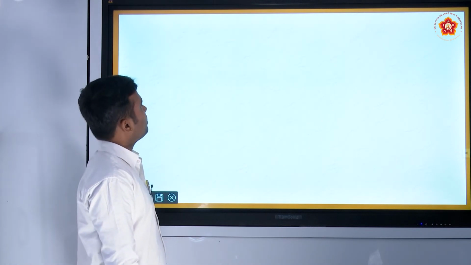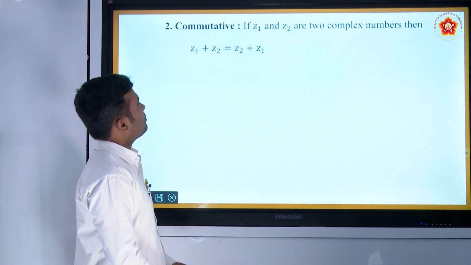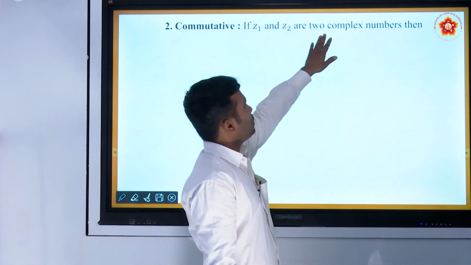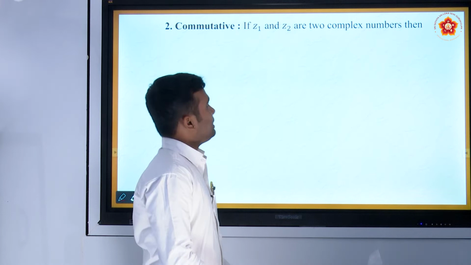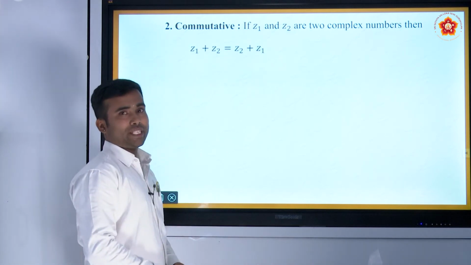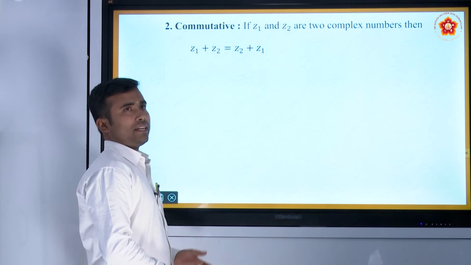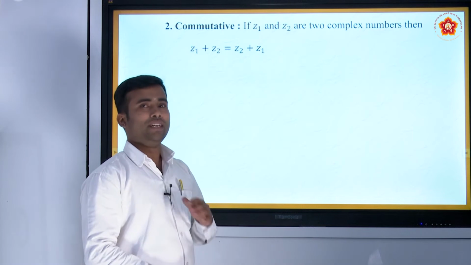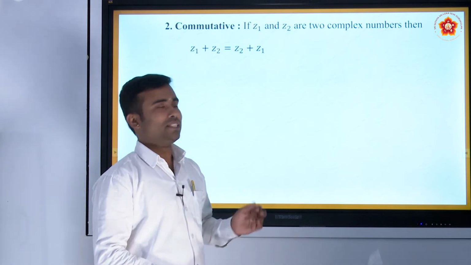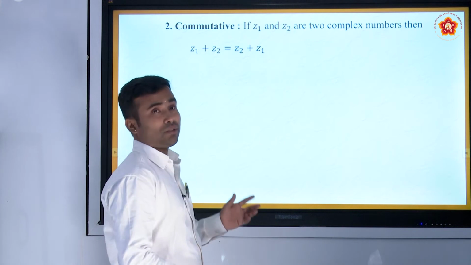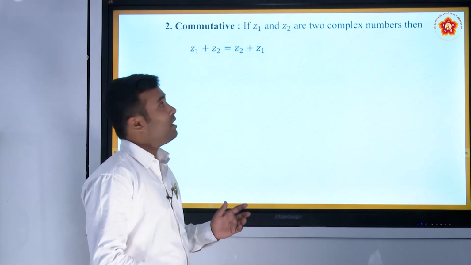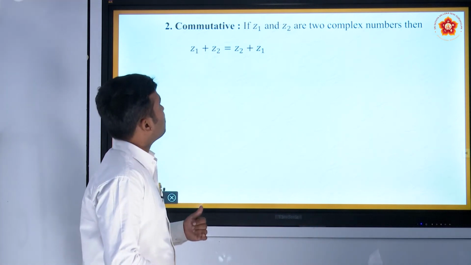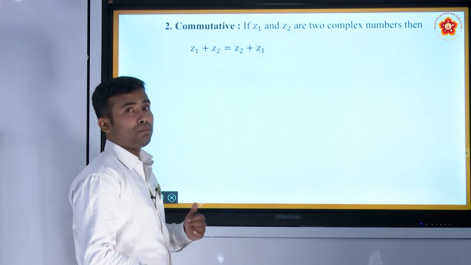Next we have another property. The second property is commutative. In the commutative property, if z1 and z2 are two complex numbers, then z1 plus z2 is equal to z2 plus z1. Say in the case of real numbers, 2 plus 3 is equal to 3 plus 2. In the same way, in the case of complex numbers also, if z1 and z2 are two complex numbers, the commutative property can be written as z1 plus z2 is equal to z2 plus z1.